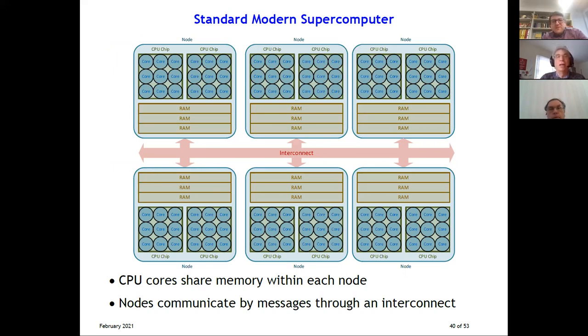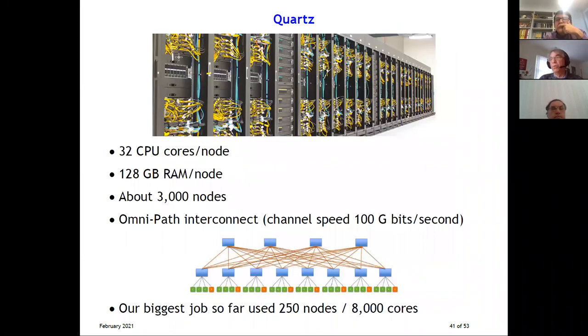Yeah. Okay. So the way these supercomputers work, for those of you who don't know, they consist of nodes which usually have two CPU chips on them, could be one, each of which has multiple cores and some shared memory. So all the memory here is just shared by multiple cores. And then you have some interconnect that connects them all. This particular machine has 32 cores per node, 128 gig of RAM per node, about 3000 nodes, and then a very fast, dense network that connects everything. Most we've used is 250 nodes, which is 8,000 cores.